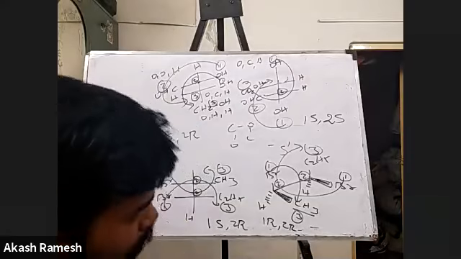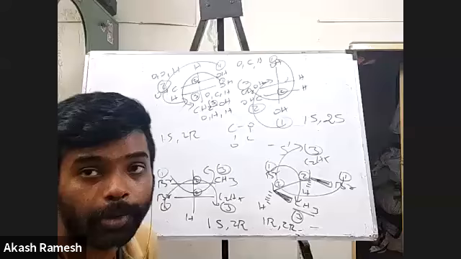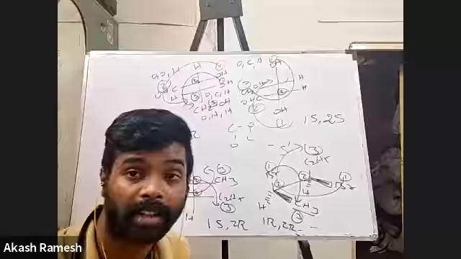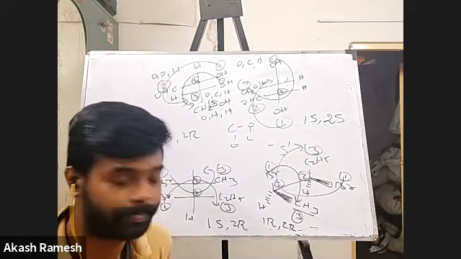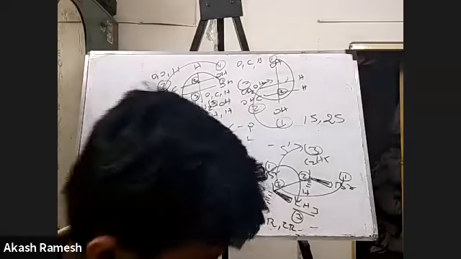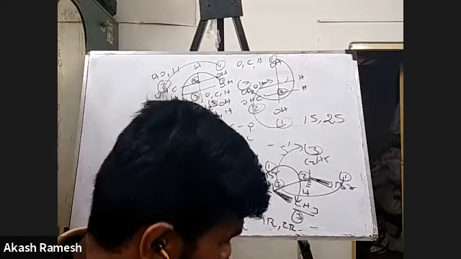Cool. So now any pair given to you, you will be able to easily say that these are enantiomers or mesomers or diastereomers. Okay, fine, cool. So now we'll move on.